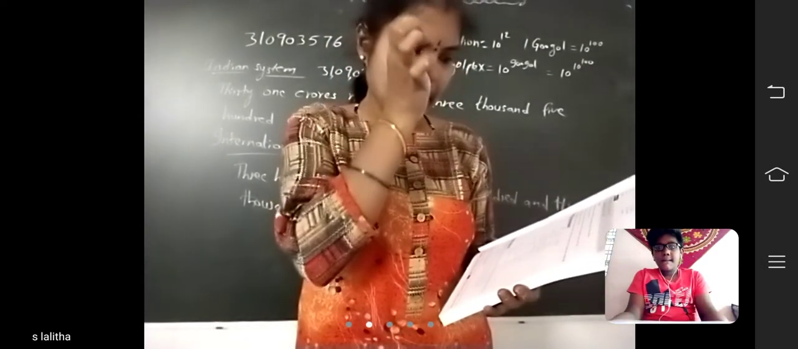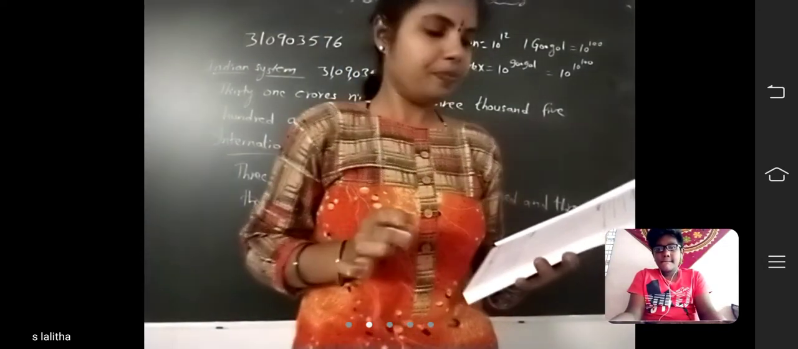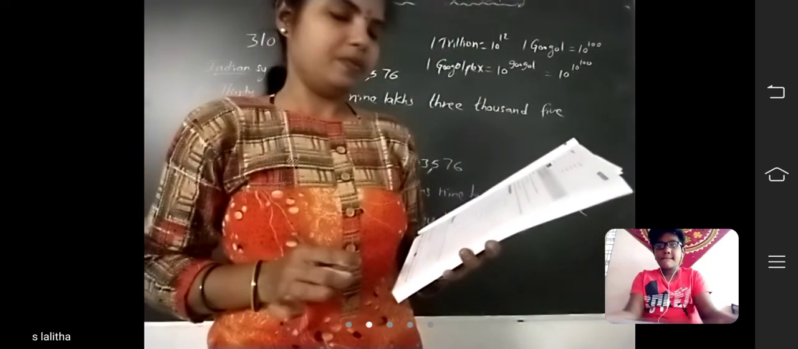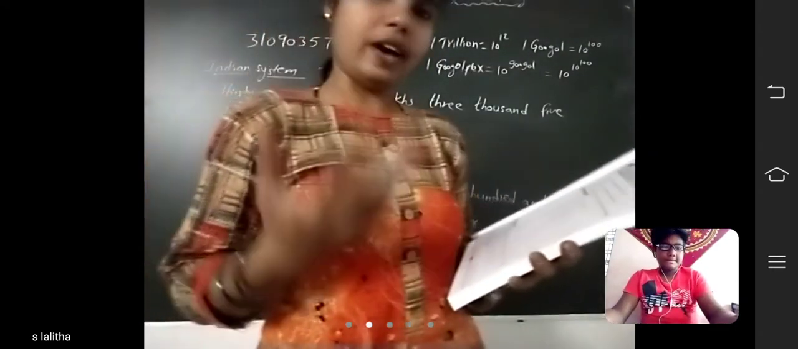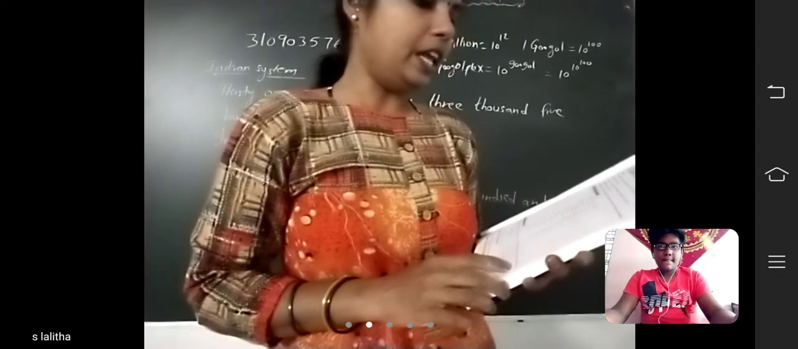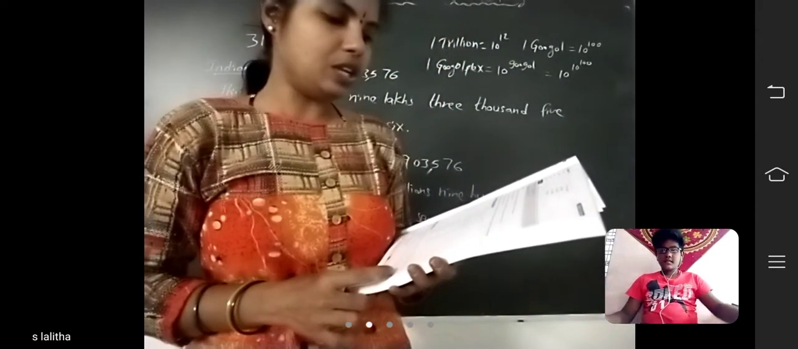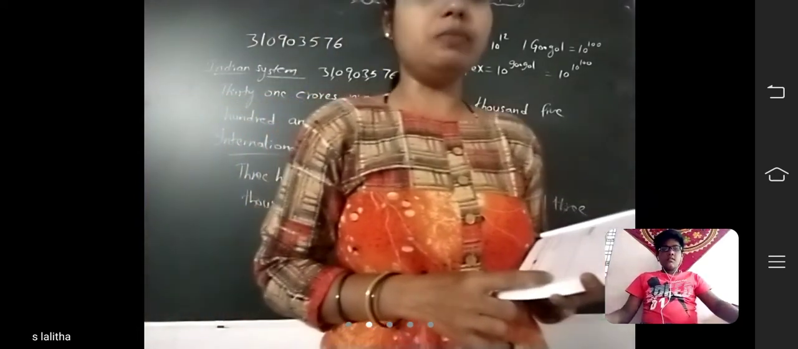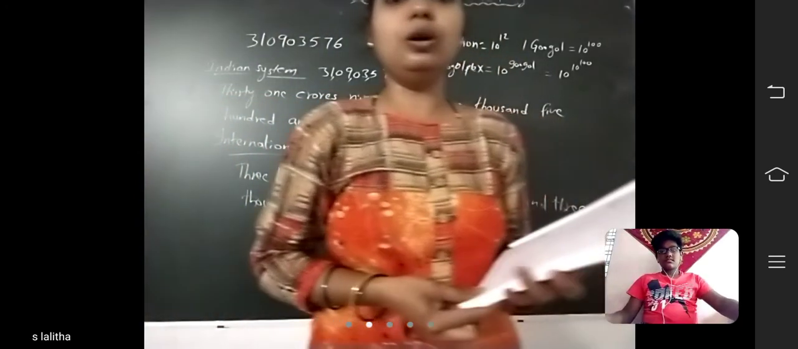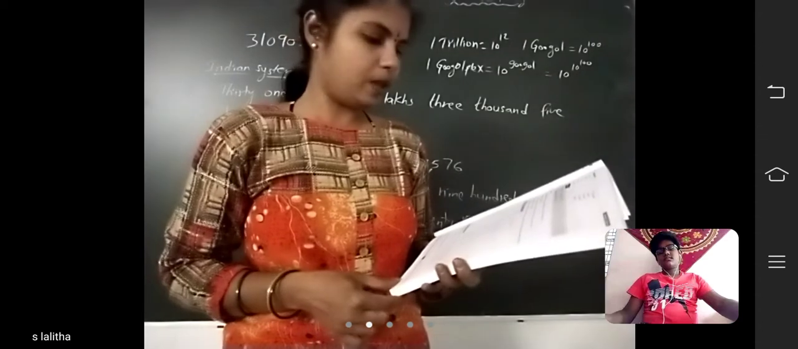Next, area. How to find the area? Square meter. Meter square or square meter, you can say either. 10,000 centimeter square is equal to 1 meter square. 1 hectare is equal to how much? 10,000 meter square. 1 hectare is equal to 10,000 meter square.